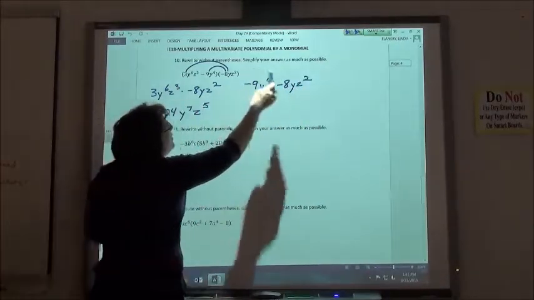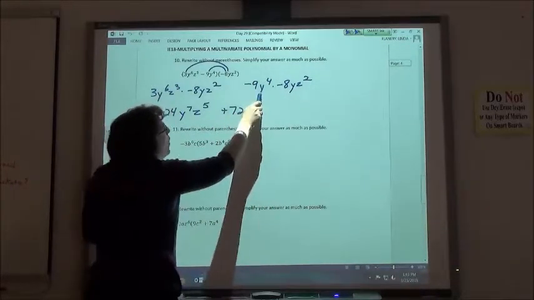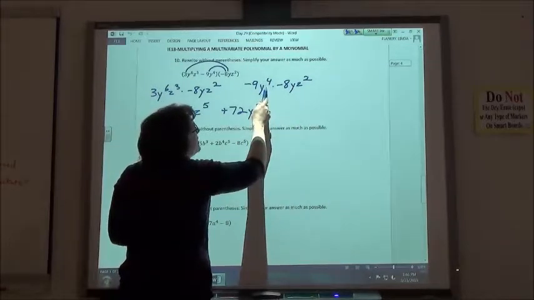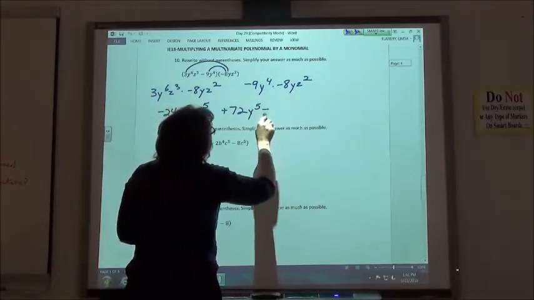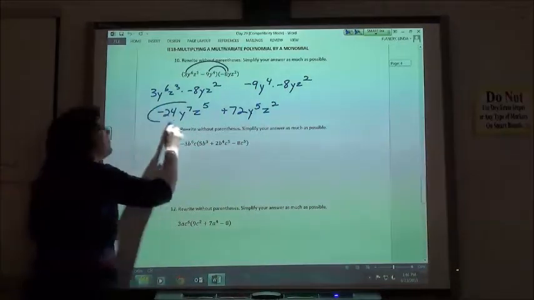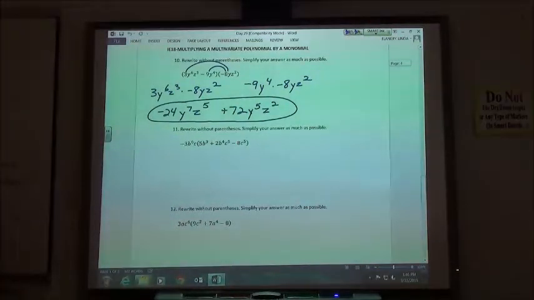A negative 9 times a negative 8 is a positive 72. Y to the 4th times y is y to the 5th. And even though that doesn't have a z, this has a z squared, so I'm still going to have the z squared on the end. So negative 24 y to the 7th, z to the 5th, plus 72 y to the 5th, z squared.